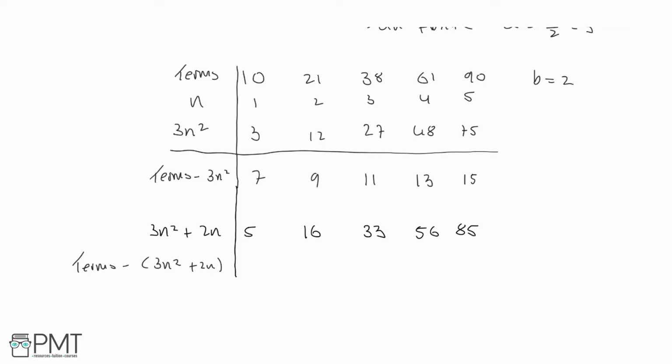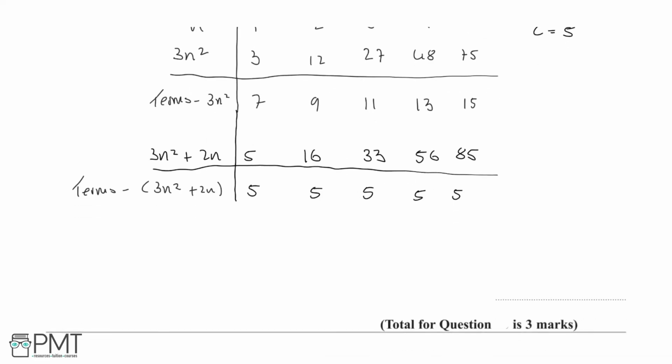Now we are going to be looking at our term minus 3n squared plus 2n. So this is going to be 5. 21 minus 16 is 5. 38 minus 33 is 5. 61 minus 56 is 5. And 90 minus 85 is 5. So that means that C equals 5. So we can write it in our answer space that finally we're looking at 3n squared plus 2n plus 5.